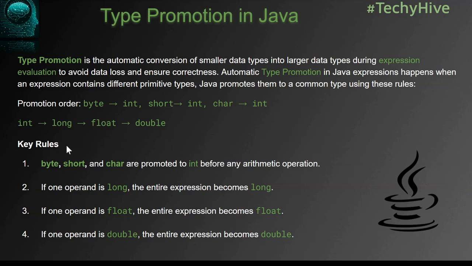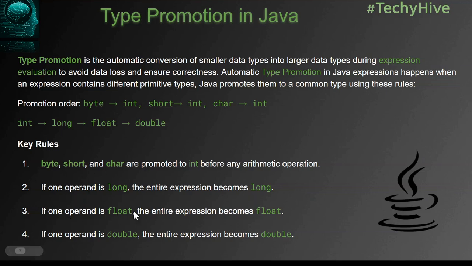So here are some key rules of the promotion. Byte, short, and character are promoted to int before any arithmetic operation. So whenever there is an arithmetic operation and the operation involves byte, short, or character, then they are always converted to integer. If one operand is long, then the entire expression becomes long. So if one of the operands is long and the other operand is either byte, short, character, or integer, then all operands will be promoted to long.